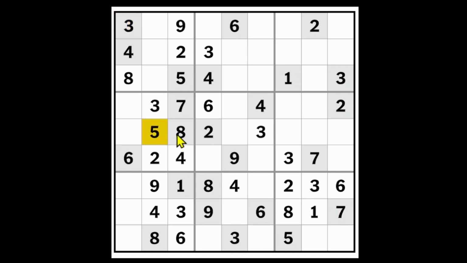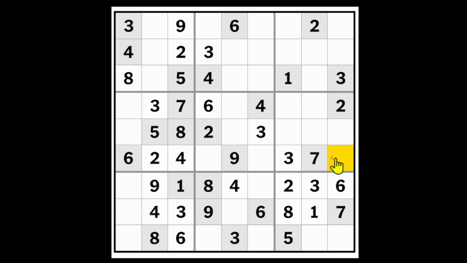Look at the 5, 8 here and the 5, 8 here. Those two pairs prohibit a 5, 8 from going in these 3 cells and in these 2 cells. And that means that this cell will have to be a 5 or an 8, and this cell will have to be a 5 or an 8.